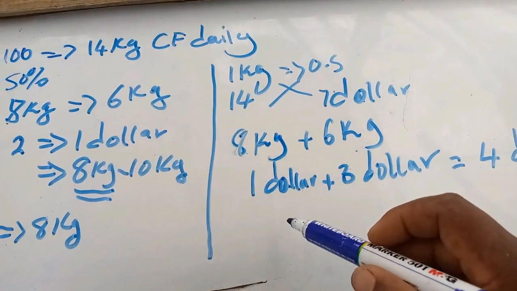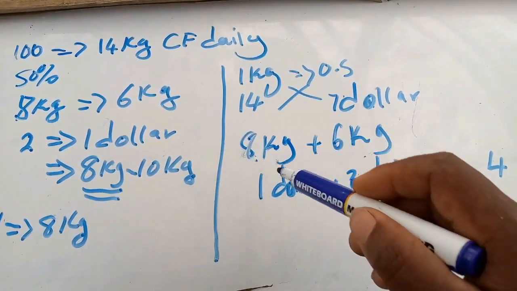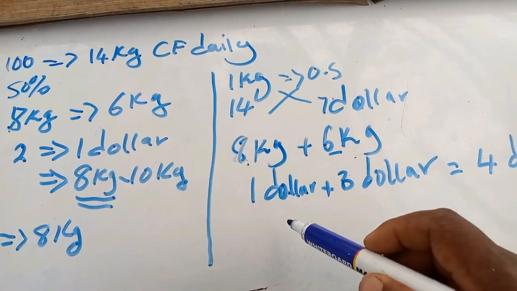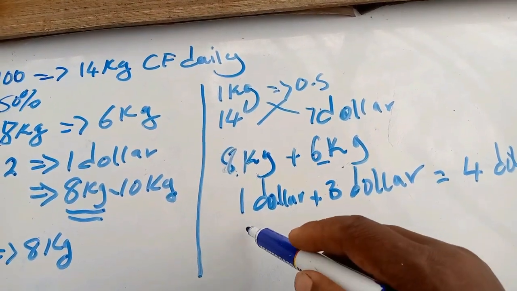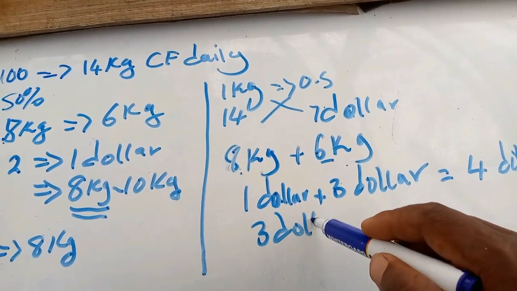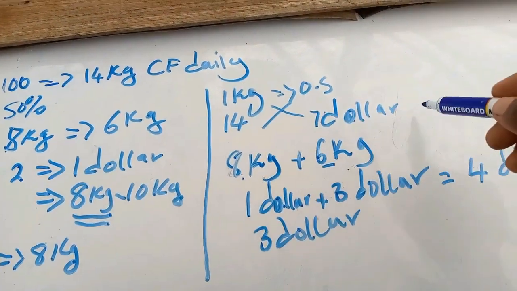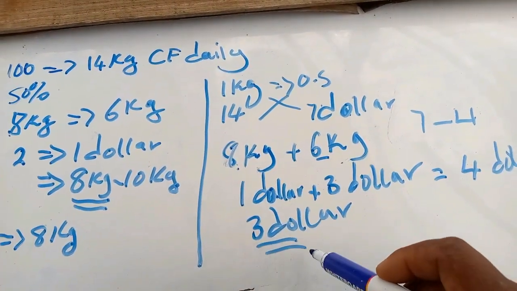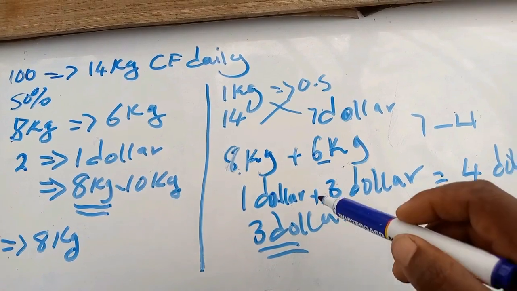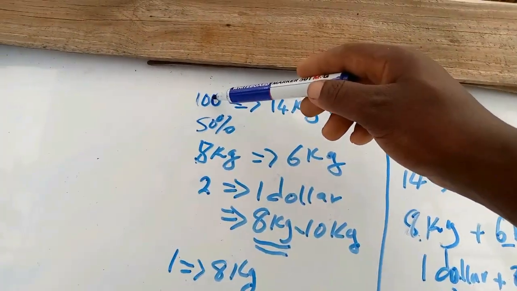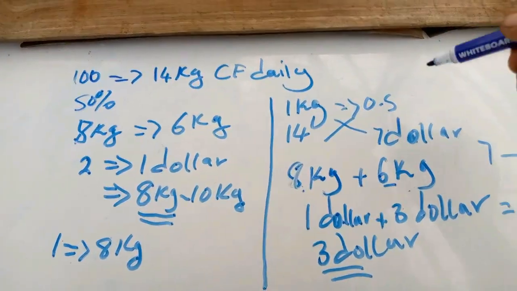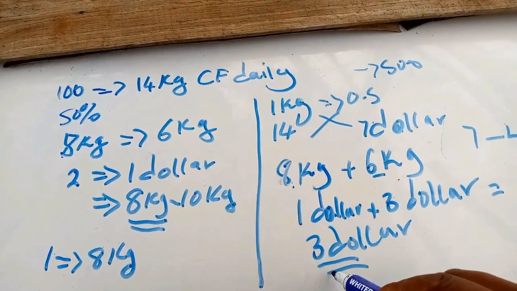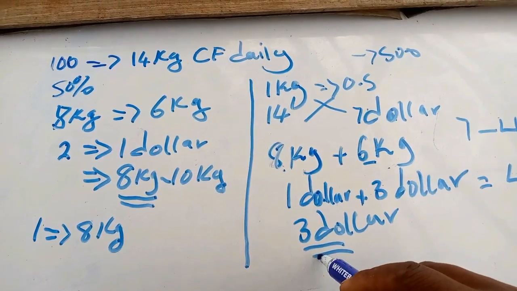So this means that using fodder and commercial feed, we are saving $3 in a day, because it is 7 minus 4, which gives us $3. This is having 100 chicken. Assuming a farmer had more chicken like 500 and above, this will be a great saving.